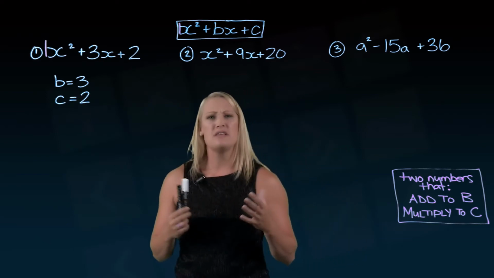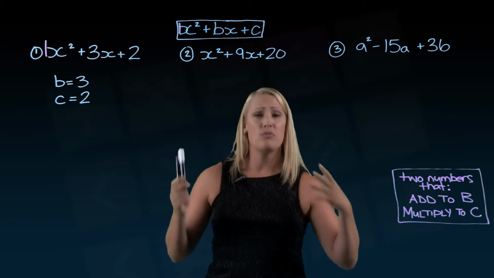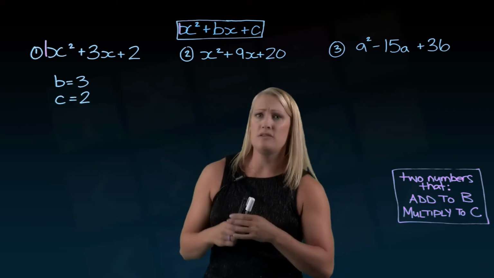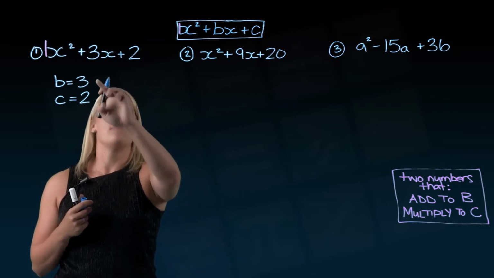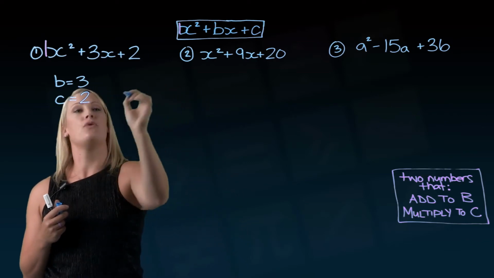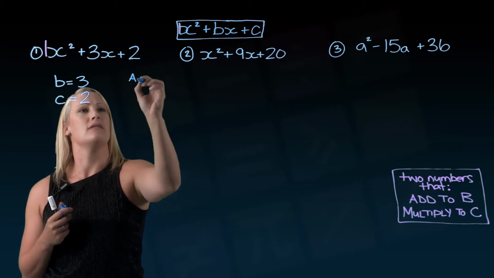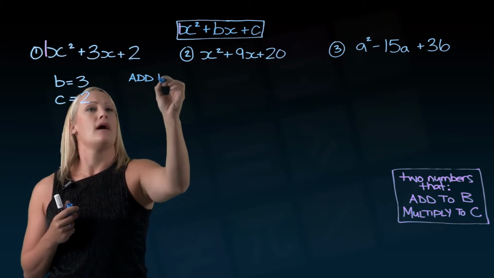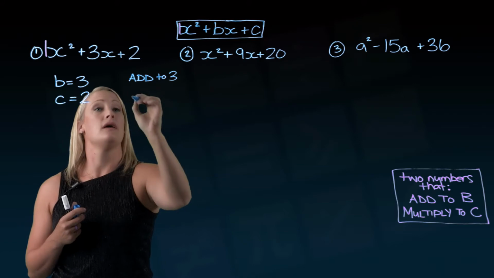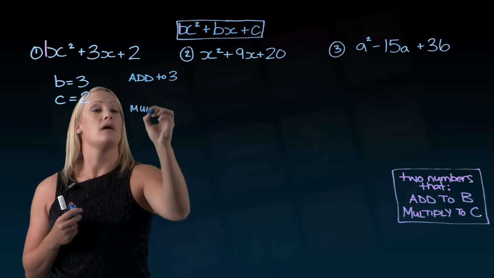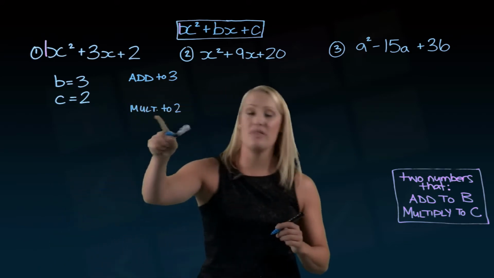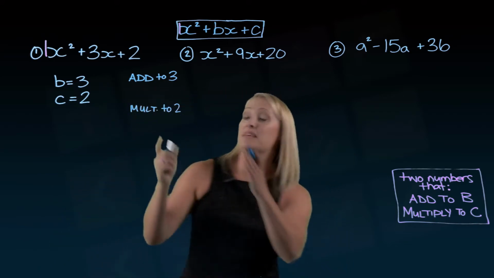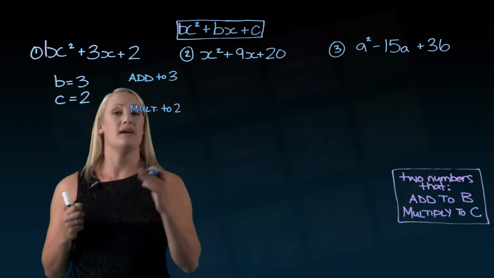There's a couple different ways to think of it, and as you get more comfortable, it'll probably flow a little bit easier, but let me take you through it step by step first. Add to b, multiply to c. So I'm going to write that down. We're going to add to 3, and we're going to multiply to 2. Let's focus on the multiplying, and let's think of two numbers that multiply to 2.